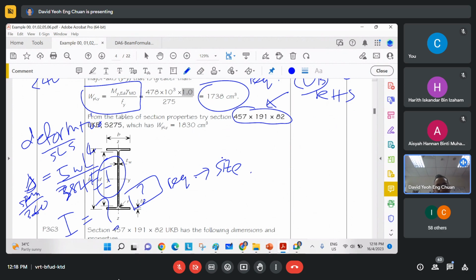So there are two approaches. Either you use the strength approach, ULS, or you use the deformation approach, SLS, to find the starting size.